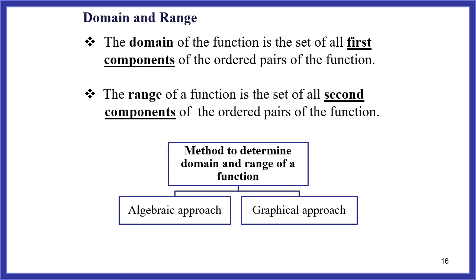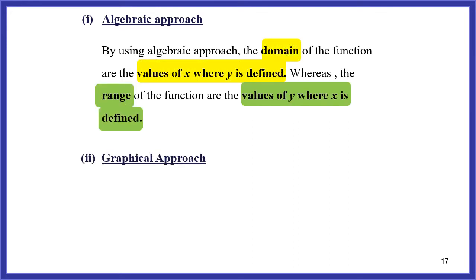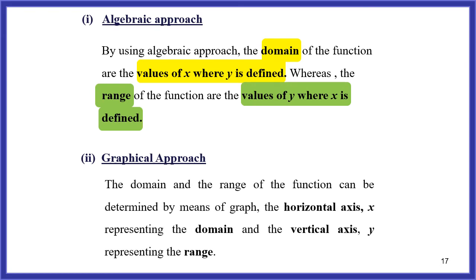The method to determine the domain and range of a function, we can use the algebraic approach or graphical approach. By using the algebraic approach, the domain of the function are the values of x where y is defined, whereas the range of a function are the values of y where x is defined. For the graphical approach, the domain and the range can be determined by means of a graph. The horizontal axis x represents the domain and the vertical axis y represents the range. So we have to look at which values of x and y have been mapped in the graph.